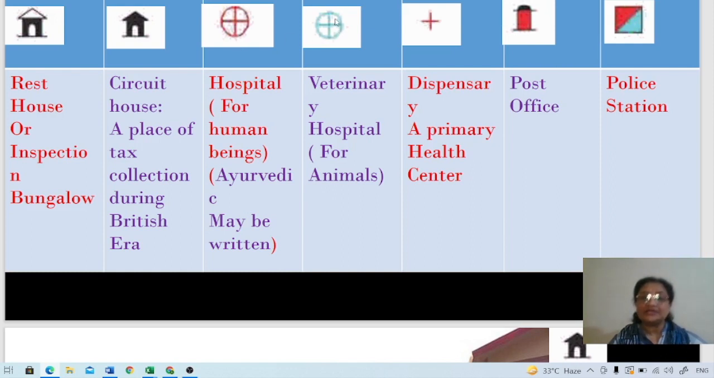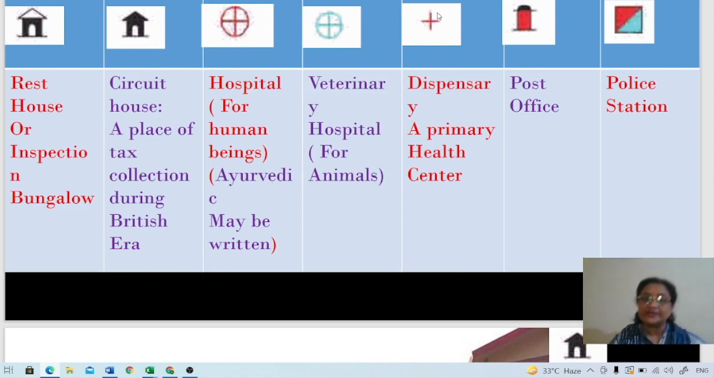And when it is blue colored, it is always a veterinary hospital, that is for the animals. Whenever it is the hospital for human beings, that is red colored. Along with this, you may find it written Ayurvedic below this symbol. When it is written Ayurvedic, it is very clear that the hospital is of what type? Ayurvedic hospital. Okay, clear? So this is how you can easily differentiate between the two.